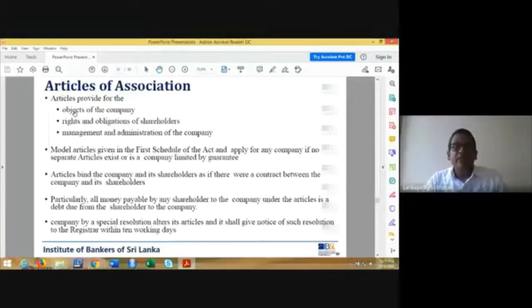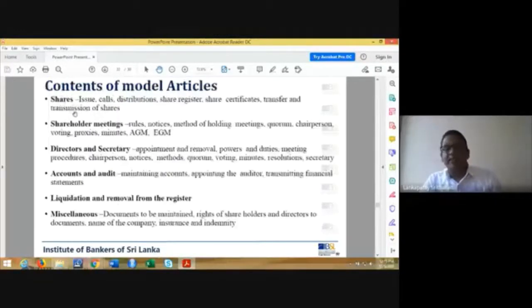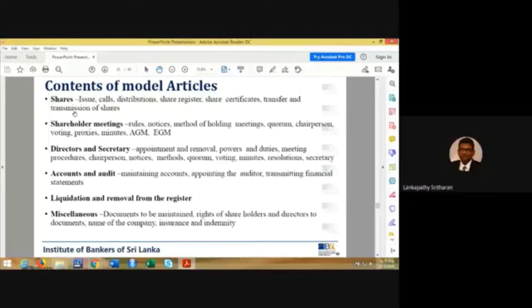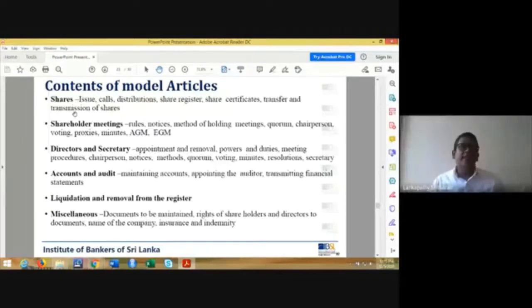Then we have moved into the articles of association. In the articles of association, we have discussed the objective of the company, what things have to be included in the articles of association, and how they can be altered, and all the information. And then generally we have mentioned that the first schedule of the Companies Act has the model articles of association, and what things are included in the model articles of association. Those are chairs, shareholders' meetings, directors and secretary, accounts and audit, liquidations and miscellaneous things.